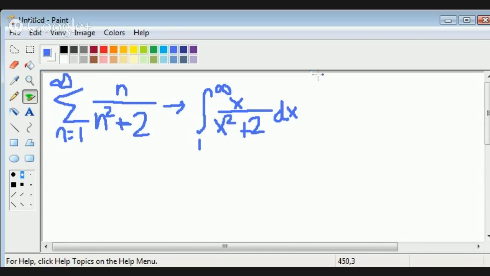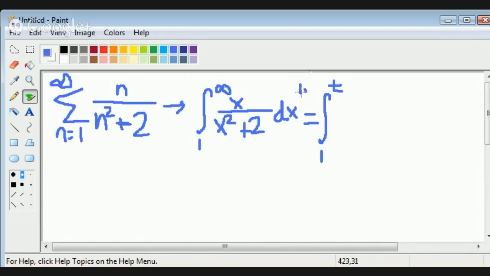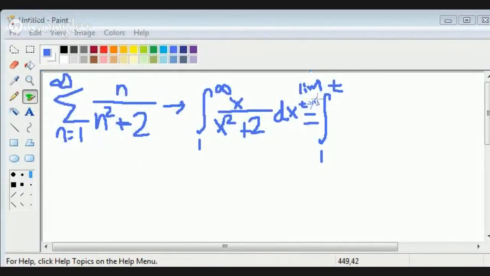So now, we can't have infinity right there because that would equal divergent automatically. So instead of infinity, we have to change it to any constant letter, like t, for instance. It doesn't really matter. Oh wait, I forgot to put the limit as t approaches infinity. Can you guys see that? In case you don't know, that's infinity. And I'm sorry about my handwriting.